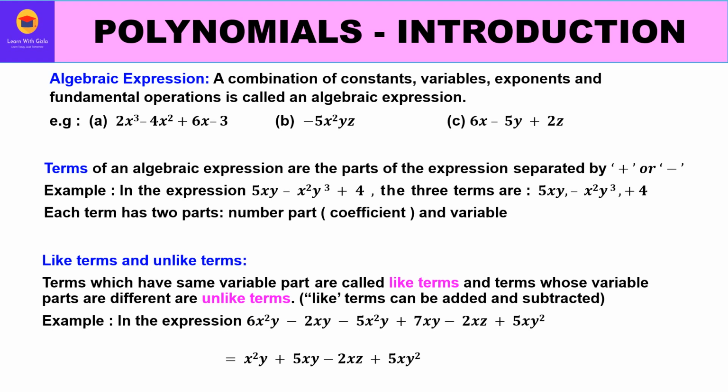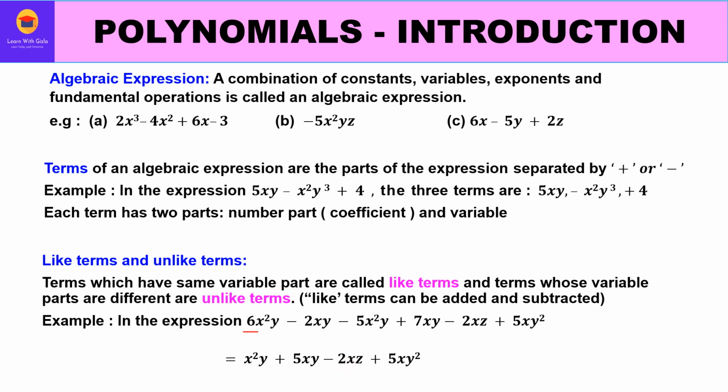Right. Now next, what are like terms and unlike terms? So terms which have the same variable part are called like terms, and terms whose variable parts are different are called unlike terms. And as we know, like terms can be added or subtracted because they have the same variable part, whereas unlike terms do not have the same variable part, so we cannot do any mathematical operations on them. So in this expression, if you see, what are the like terms? Let us see.